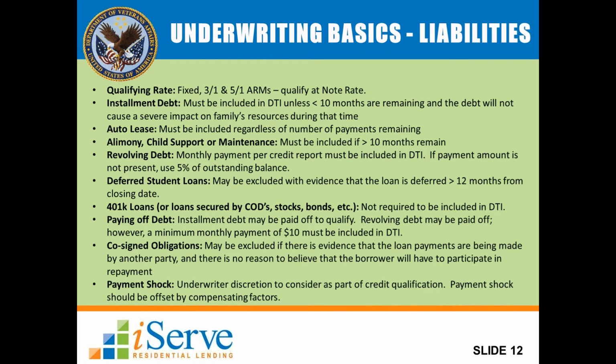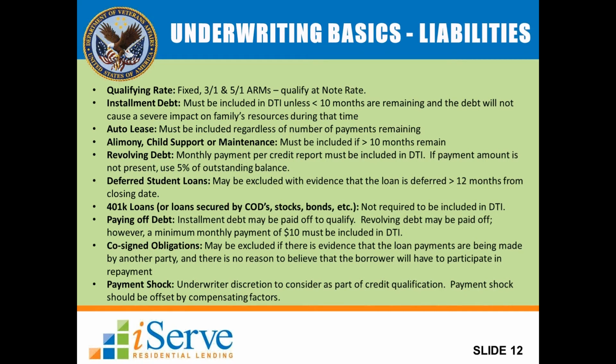All right, moving on to liabilities. One thing that I thought was pretty cool when I was going through Plaza and U.S. Bank guides is that they will allow the borrower to qualify at the note rate on any of their products. So they offer a fixed, a 3-1, or a 5-1. I think it's pretty rare nowadays that you'll find a 3-1 program where you can qualify at the note rate. So keep that in mind.